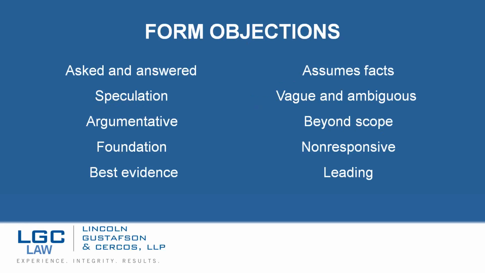And then we have a whole list of form objections. One is asked and answered. You can't ask the same question twice, and that happens a lot. Objection, asked and answered. Calls for speculation. It's argumentative. The question lacks foundation. They haven't laid the proper foundation for it. Best evidence. Assumes facts. Vague and ambiguous. Beyond the scope. Beyond the scope is important.